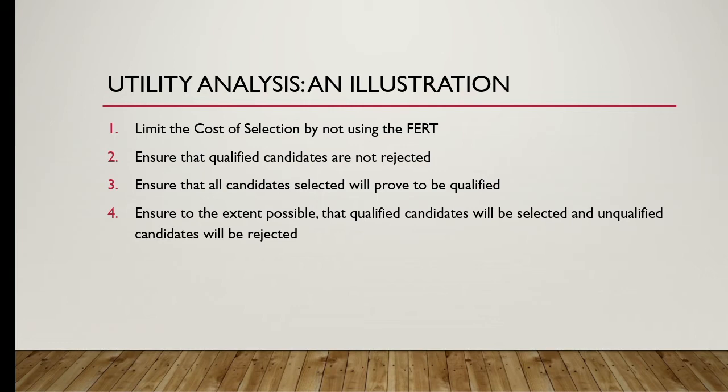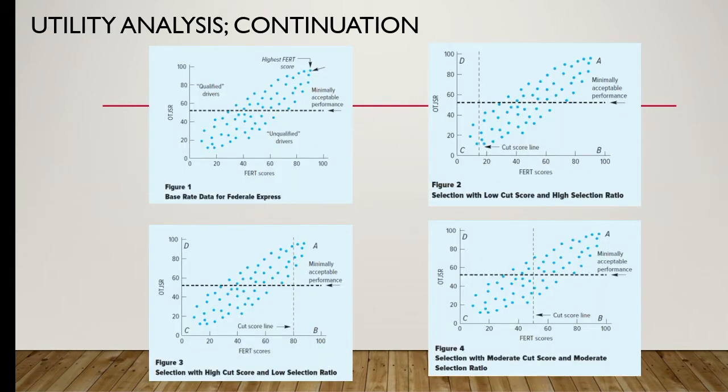As you can see in Figure 1 on the next slide, base rate data for Federal Express. Before the use of the FERT, any applicant with a valid driver's license and no criminal record was hired for a permanent position as an FE driver. On the figure, the consequences of a 50% miss rate were considered: the possibility of an increase in customer complaints regarding the level of service, and also an increase in fault accidents and costly lawsuits.